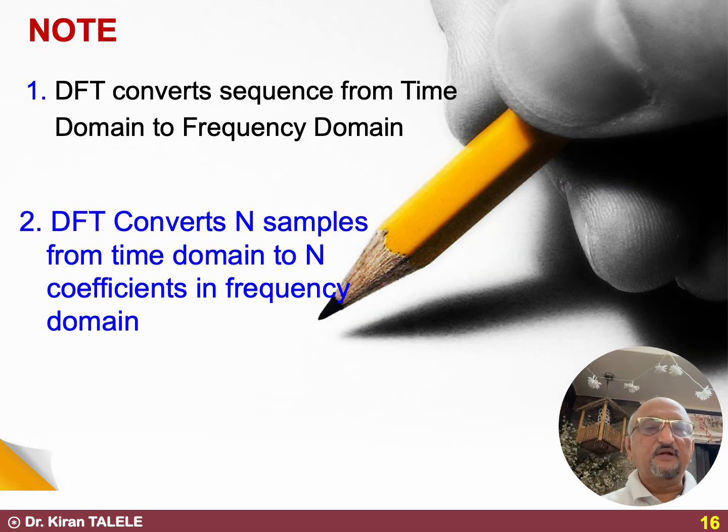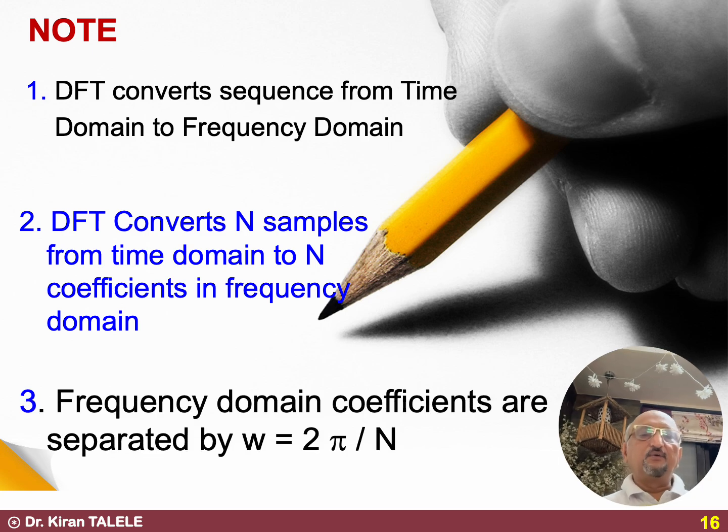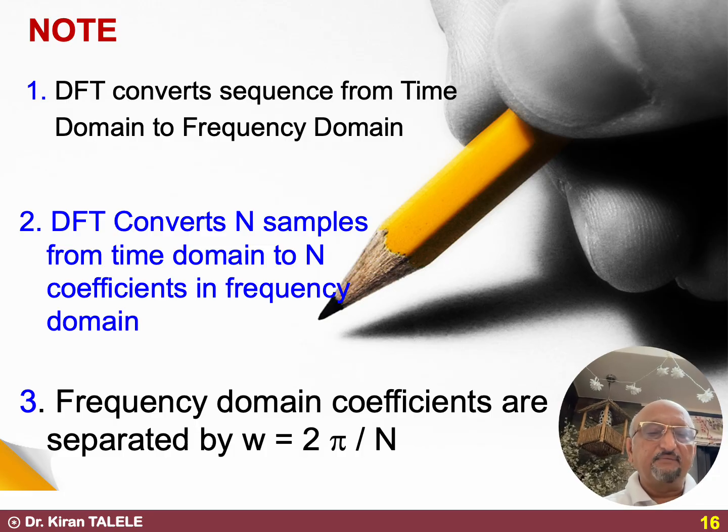DFT converts a sequence from time domain to frequency domain. DFT converts n samples from time domain to n coefficients in frequency domain. Every value of the signal is called a sample. Every value in frequency domain is called a coefficient value. Frequency domain coefficients are separated by omega equal to 2 pi by n. The frequency difference between two coefficients is 2 pi by n.